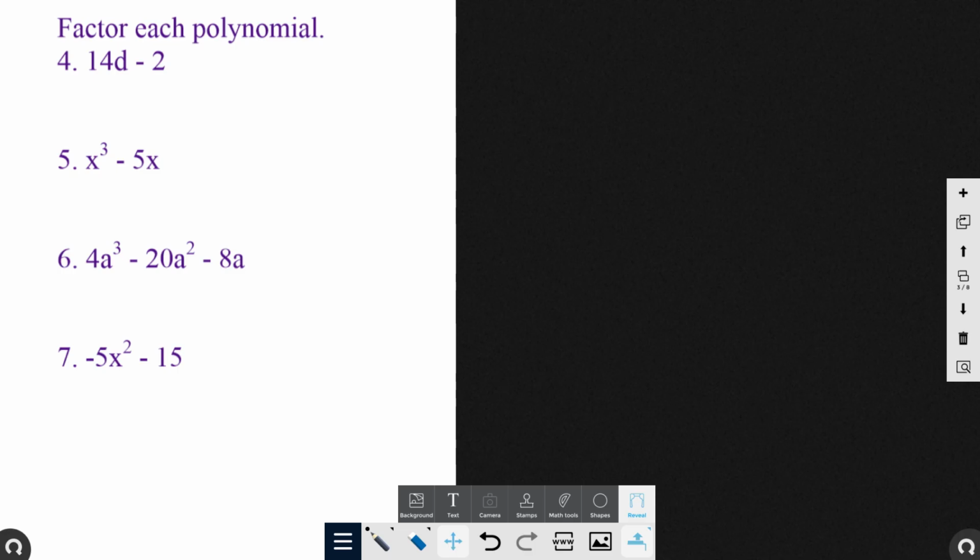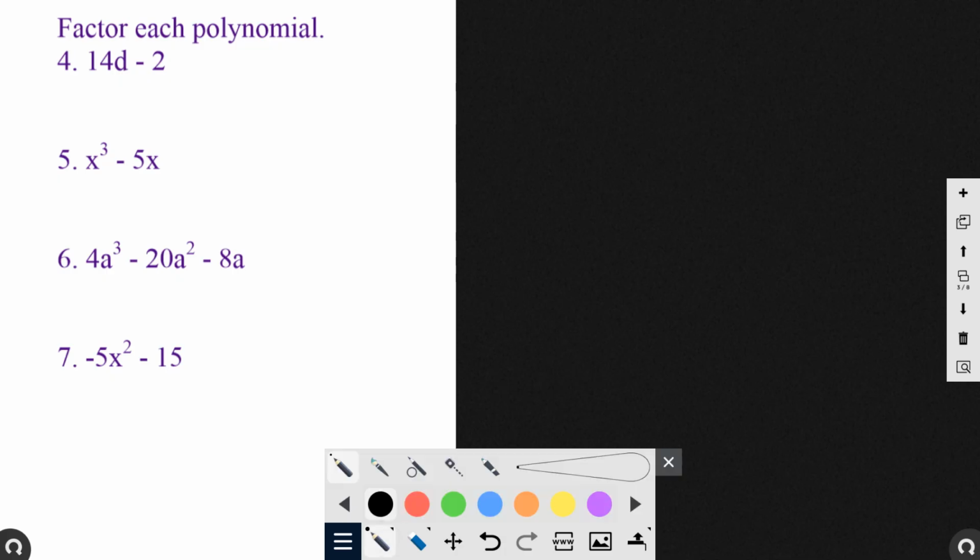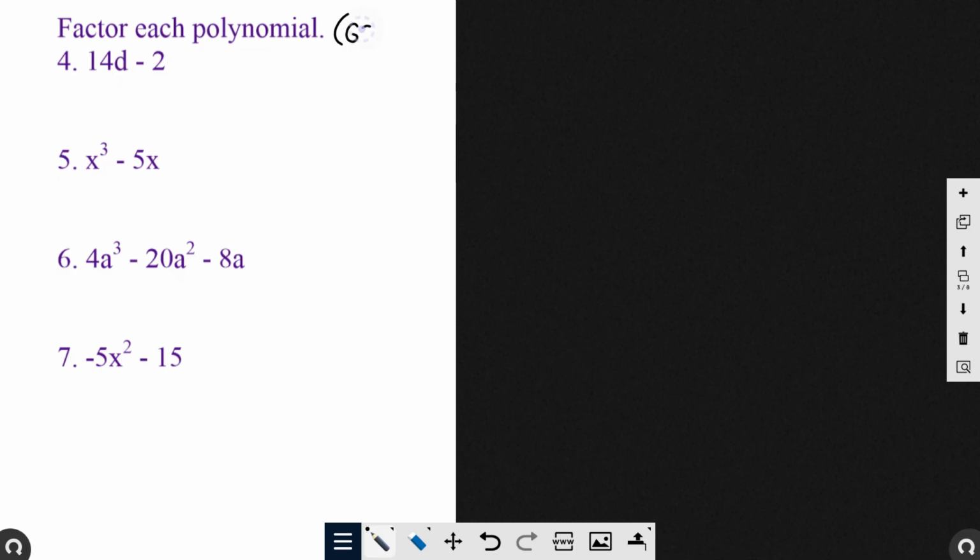Our goal here is to factor all kinds of different polynomials that we have. And the first thing we always look for on every single problem is that GCF. You want to start with that. Now, your GCF, greatest common factor. So let's see, what's the GCF with 14D minus 2?